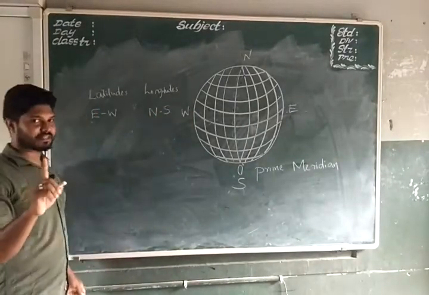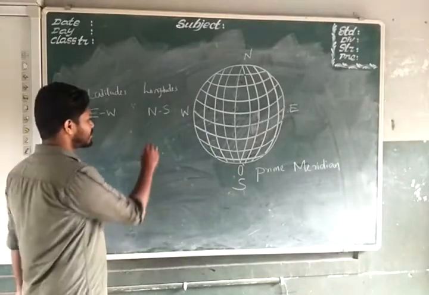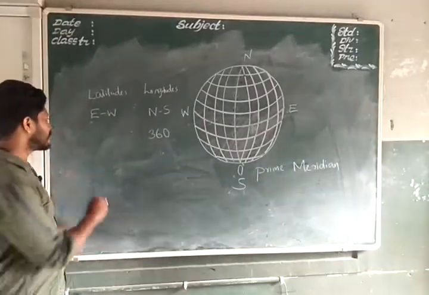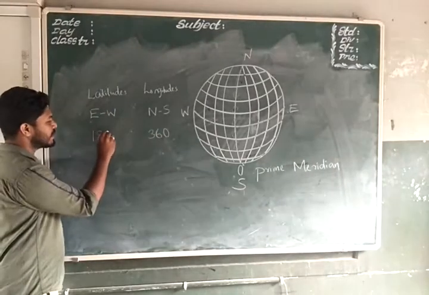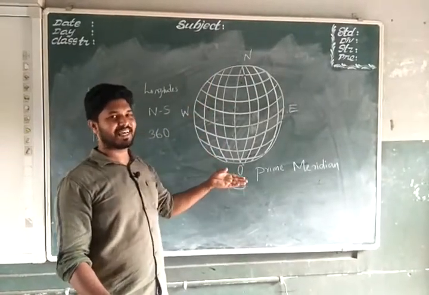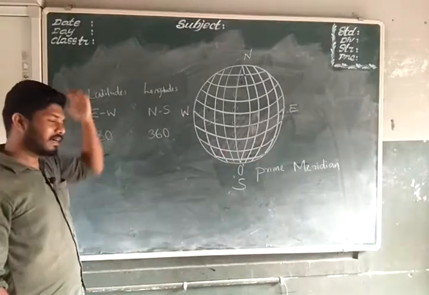So that is the first difference. And how many longitudes are there? There are 360 longitudes, whereas there are only 180 latitudes. That is 90 in the northern hemisphere and 90 in the southern hemisphere. So totally only 180 latitudes. And what about the parallel?